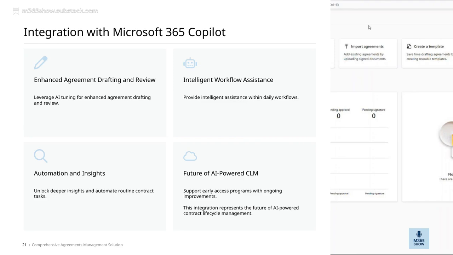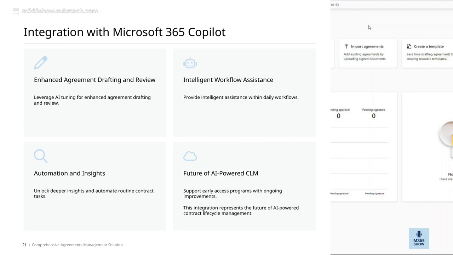With these advancements, we're unlocking deeper insights into contract data, which helps us make better-informed decisions. Plus, routine tasks like drafting and reviewing agreements are increasingly automated, saving time and reducing errors. This automation doesn't just streamline workflows, it also provides valuable insights that help us understand and optimize our contract processes. Another key point is the intelligent assistance integrated into daily workflows. Whether it's guiding users through complex tasks or suggesting improvements, AI is making everyday work more efficient and less burdensome.